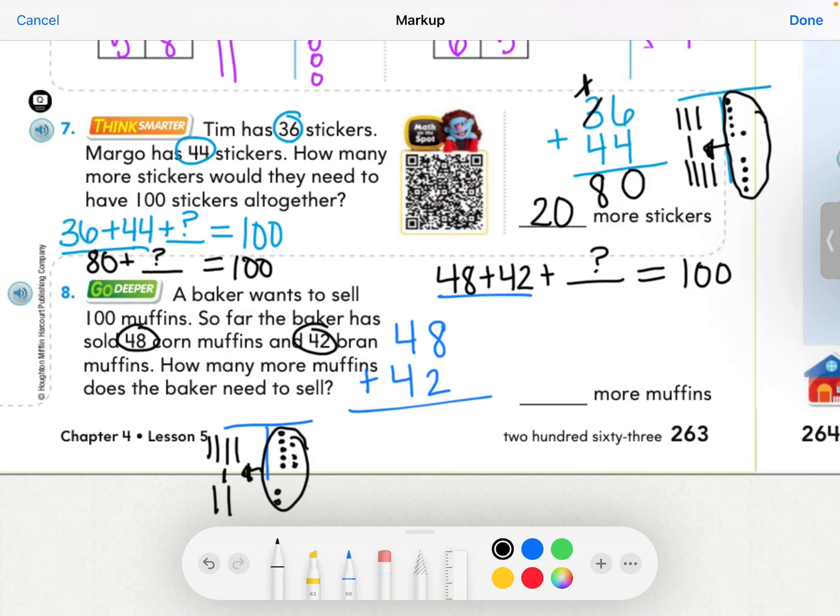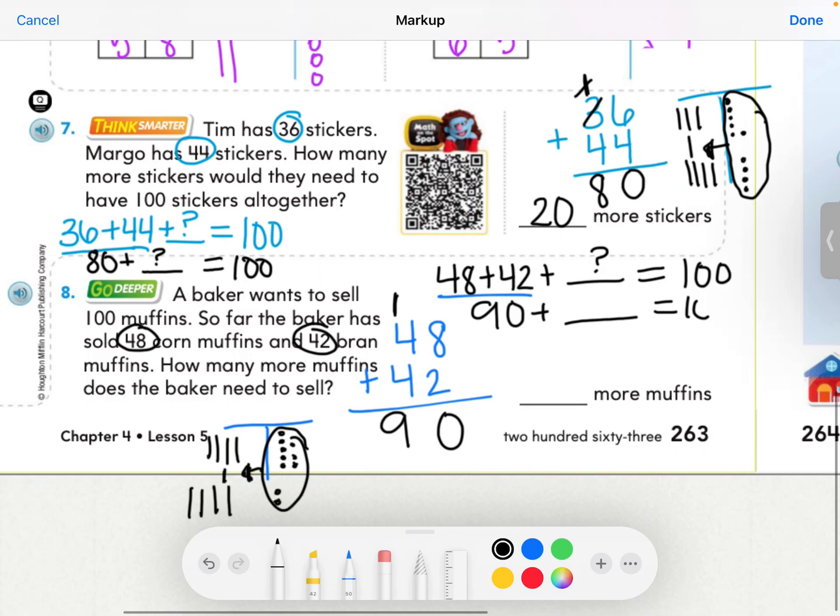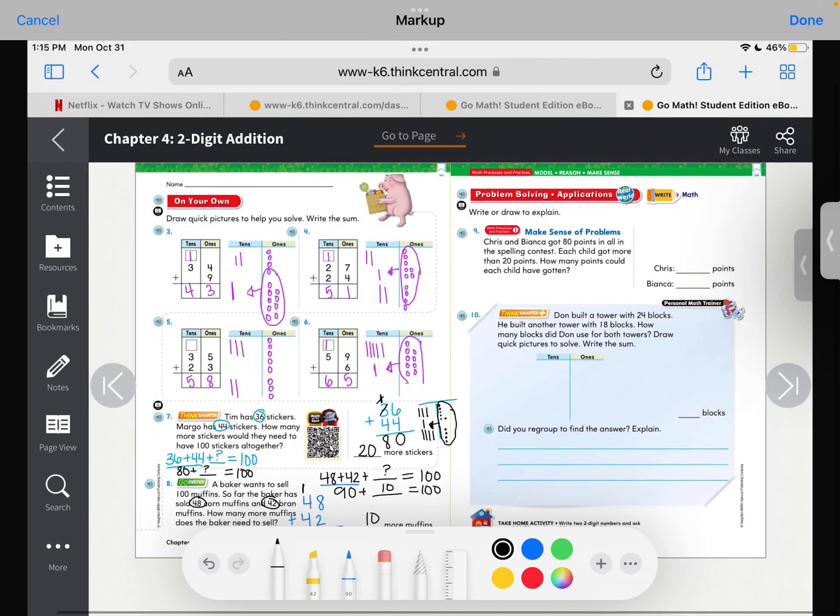So I'm going to create another 10, and I've got to record that I created another 10. And then I'm also going to look at how many ones I have left. I don't have any ones left, so I put a 0 there. I have 4 tens plus 4 tens plus 1. So I know that 4 tens plus 4 tens is 8 tens, plus 1 more 10 is 9 tens. Okay, so 48 plus 42 is 90. 90 plus what gets me to 100? 10. So they would have 10 more muffins.